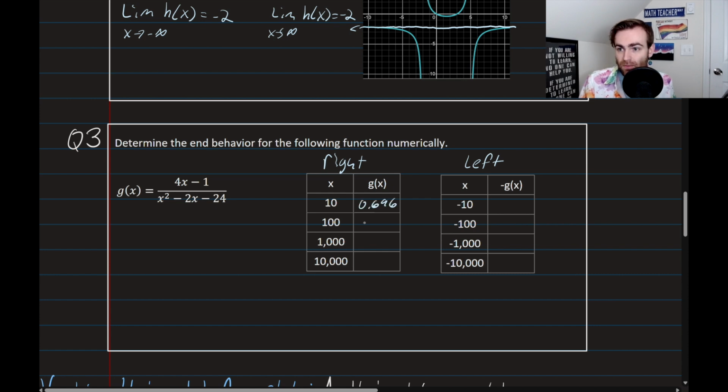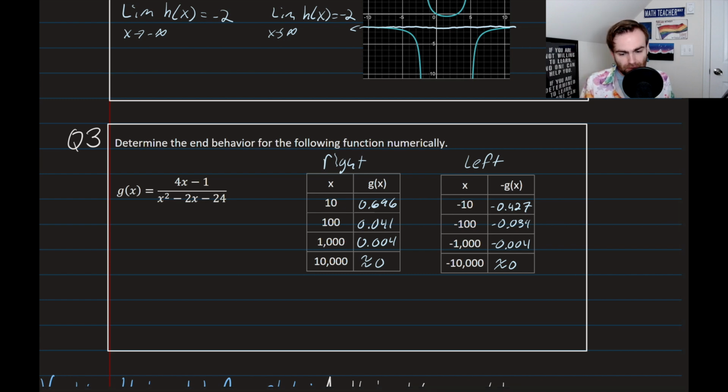On the right-hand side, I got 0.696, 0.041, 0.004, and then something that rounds to 0 at 10,000. And then I get similarly small numbers, but they're negative over here. 0.427, negative 3.4, negative 0.004, and then something that again rounds to 0. So they're below the x-axis on the left, above the x-axis on the right, but it looks like they're getting closer and closer to 0.